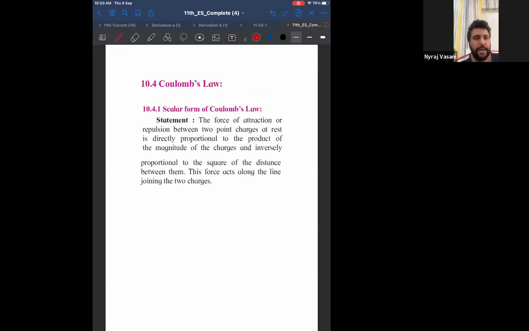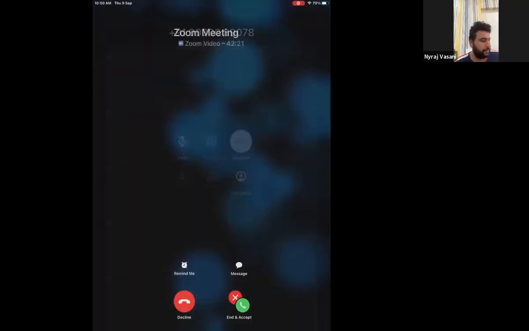Okay. Now the next topic, all of you, is our Coulomb's law. Now Coulomb's law is a very simple law. Just listen to me. If there are two charges Q1 and Q2. Don't look at the law first, look at my explanation. I took two charges Q1 and Q2.